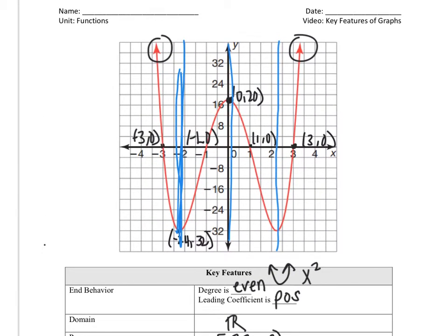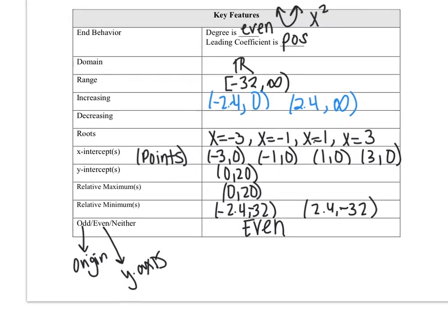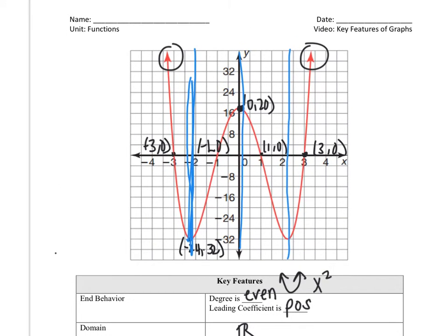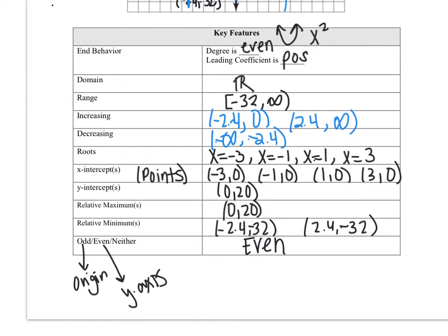Okay, now let's talk about where it's decreasing. So from here to here, it's decreasing. So it's coming this way. So from negative infinity to negative 2.4 is where it's decreasing. Okay, and it's also going to be decreasing from x is 0 to x is positive 2.4. So 0 to positive 2.4. Okay, those are your intervals of where it's increasing and decreasing.